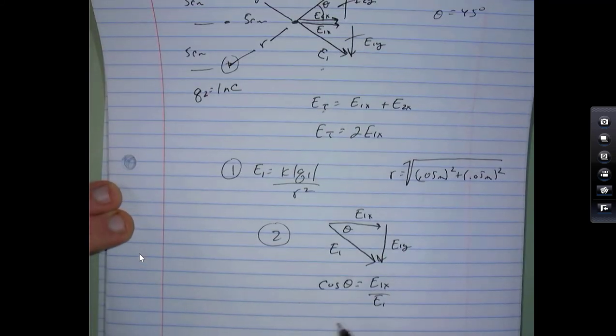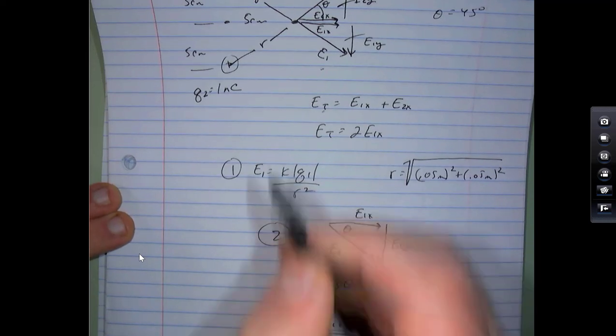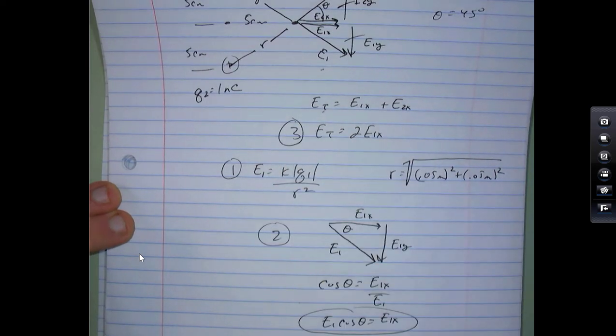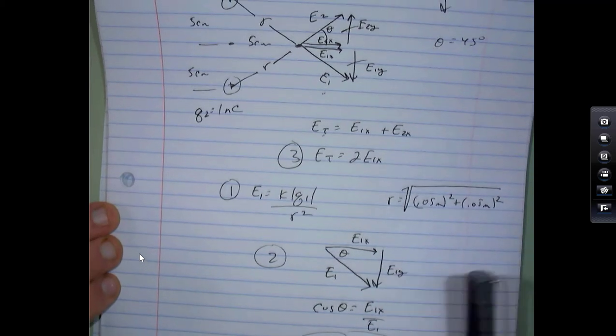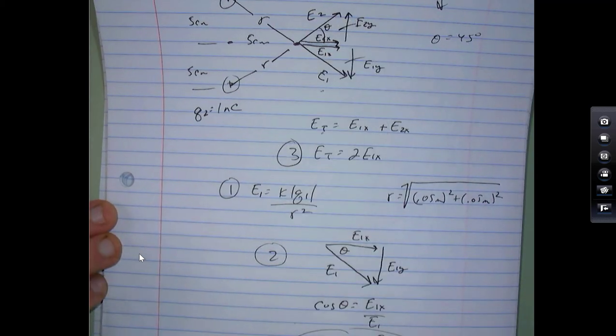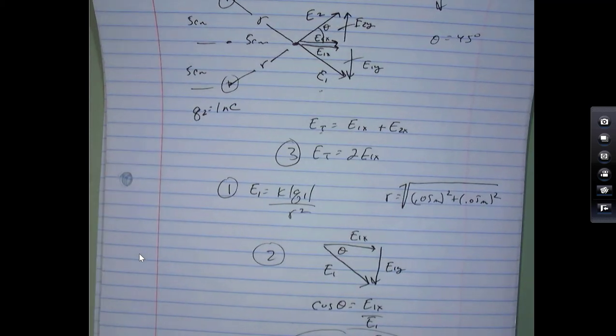So then E1 from the first part, cosine of theta will give you E1x. And then finally, the total electric field is twice E1 in the x. Great. So remember, electric fields are a vector quantity. What that means is we need to figure out how much is in the x, how much is in the y. And luckily, the y parts of this problem cancel out. It would be a much more difficult problem if Q1 and Q2 were not actually equal to each other. Okay, let's look at the next one.